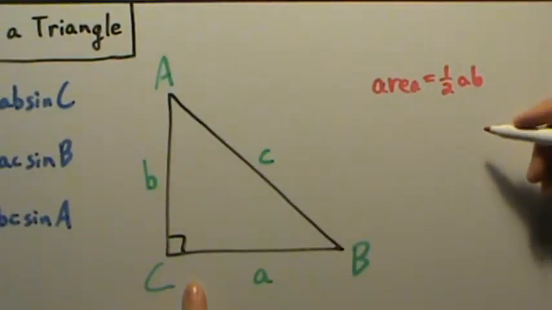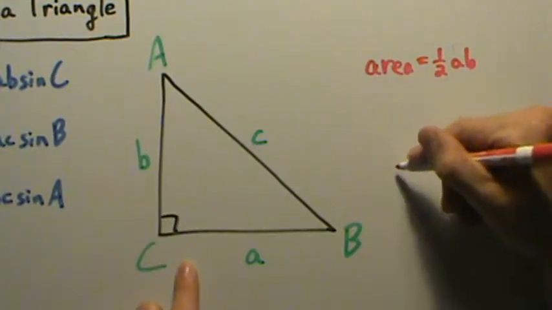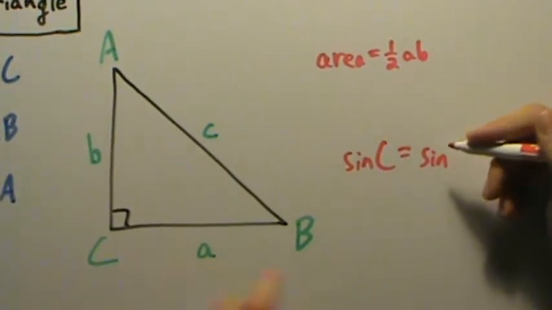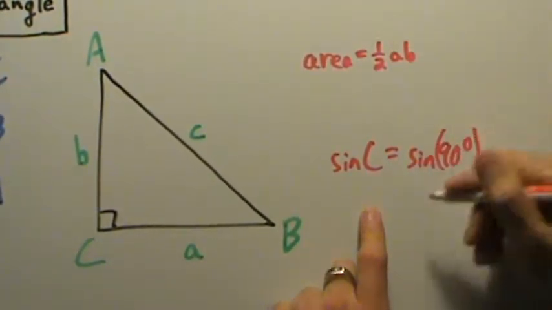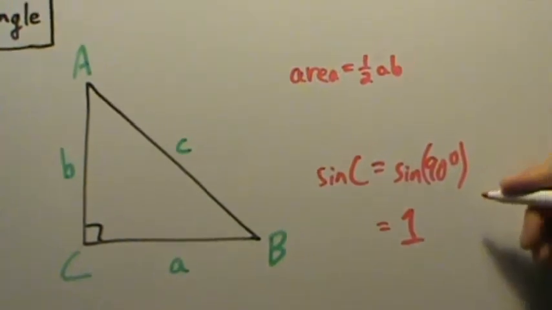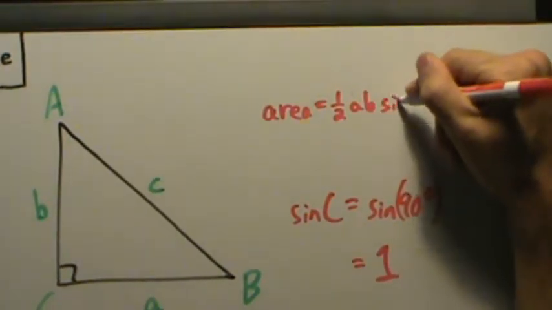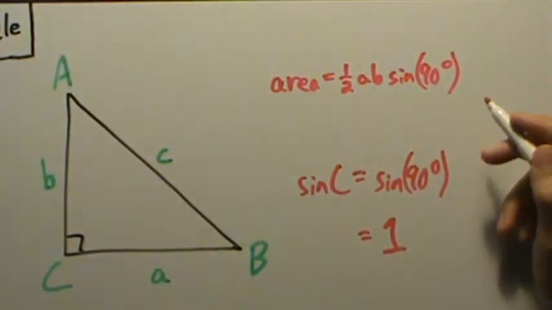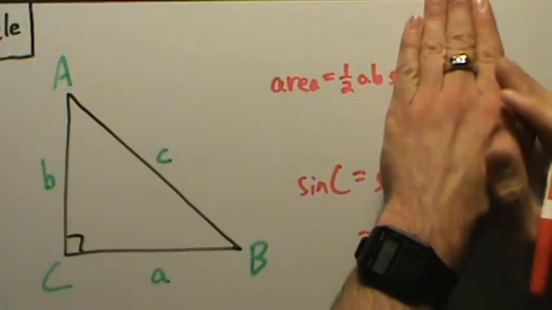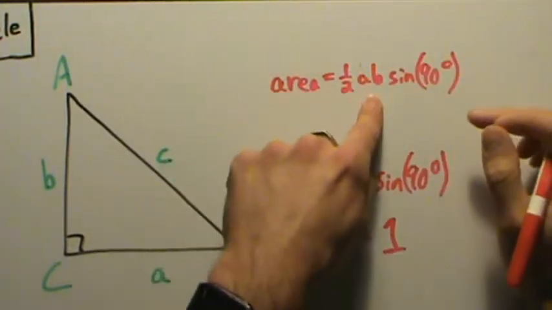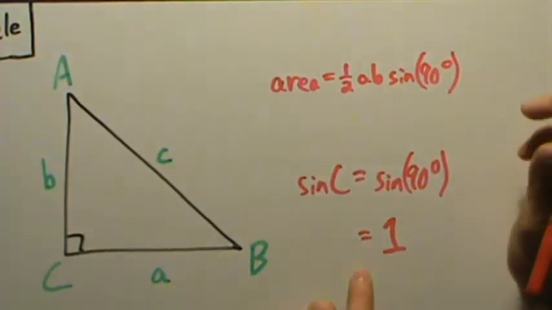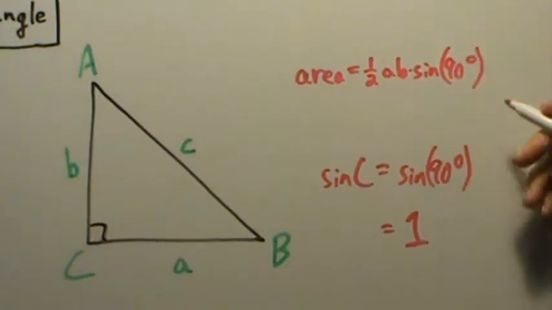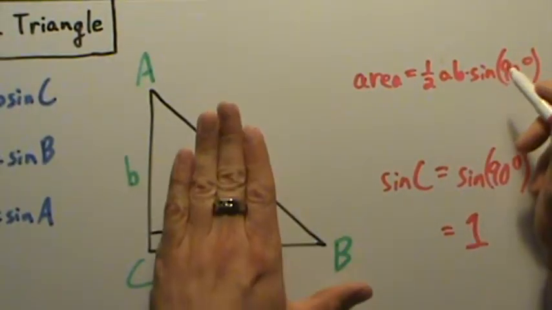Well, as we briefly mentioned earlier, C is a right angle, so C is 90 degrees, so sine of C is sine of 90 degrees, and remember, sine of 90 degrees is just 1. So we can just toss sine of 90 degrees on here. It's okay to do that because we took this equation, area equals 1/2 ab, and multiplied the right-hand side by 1. If you multiply by 1, you're not changing anything at all. Now, in practice, you wouldn't really do this because it complicates things a little bit.